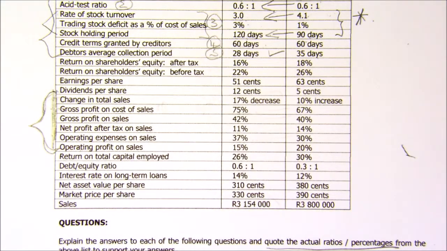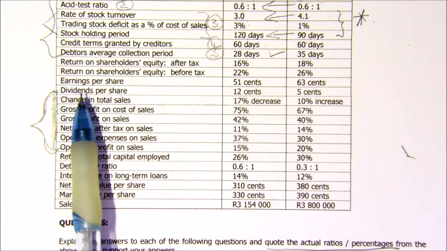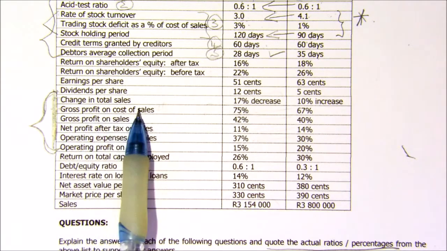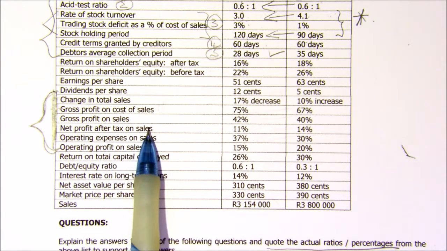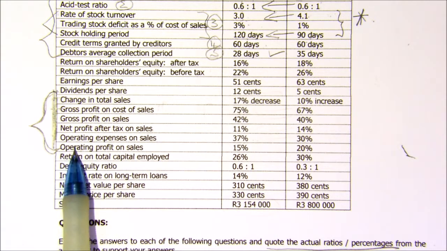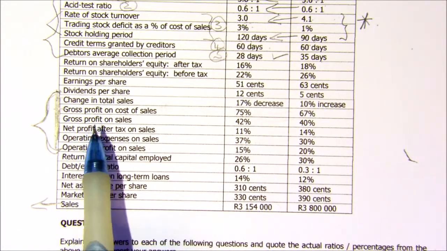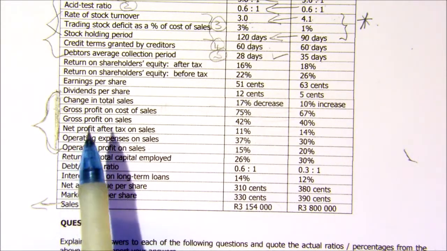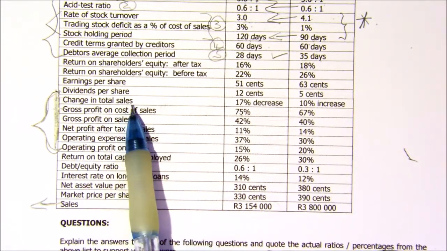So again, the first thing we need to do is identify the financial indicators or ratios that they're referring to. So we're looking at anything that affects the profit. And you'll see here you've got your change in total sales, the gross profit on cost of sales, again gross profit on sales, net profit after tax on sales, operating expenses, operating profit on sales, and right at the bottom they give you your sales. Now all of those have got things to do with the income statement. So your comments for question 2 is going to center around these. So let's start by looking at our sales.